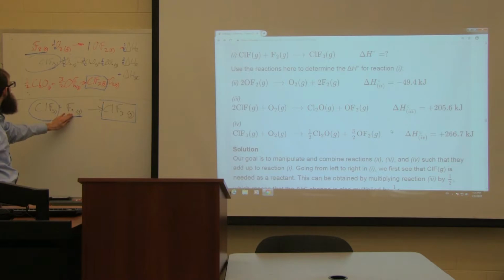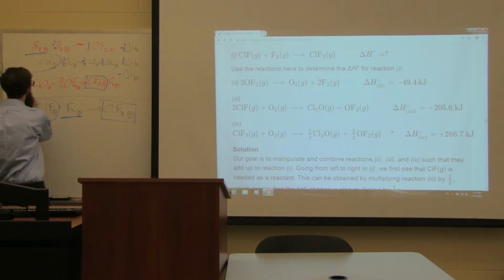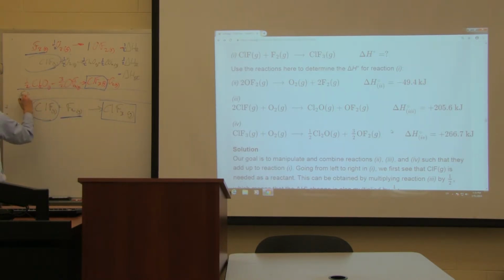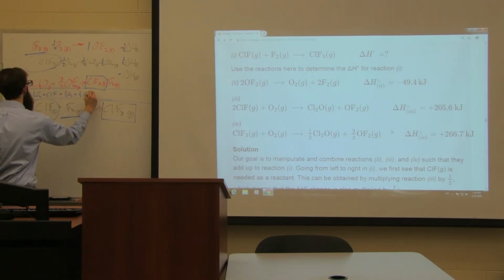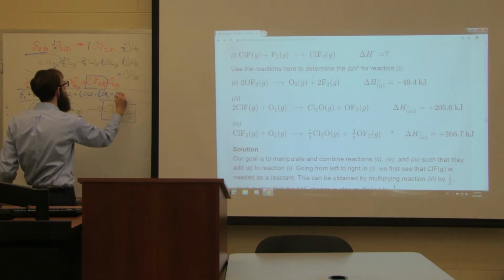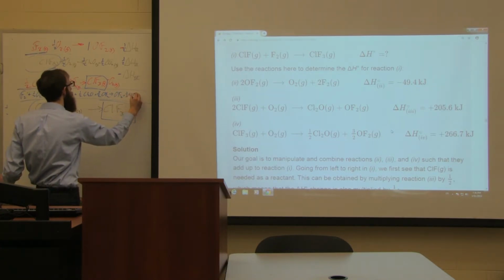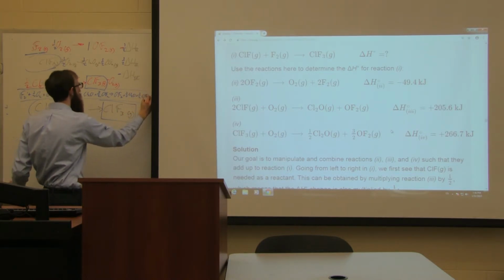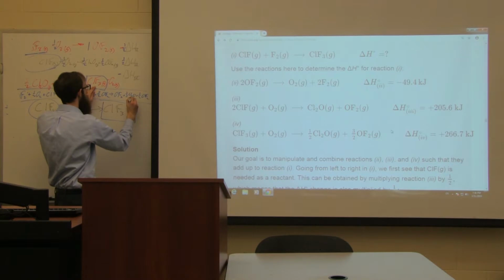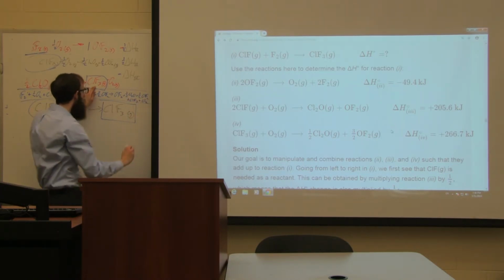F2, that's good, plus 1/2 O2. I'll put myself a separation between these two. We have F2 plus 1/2 O2 plus ClF plus 1/2 O2 plus 1/2 Cl2O plus 3/2 OF2 goes to OF2 plus 1/2 Cl2O plus 1/2 OF2 plus, and I've almost run out of room, ClF3 plus O2.